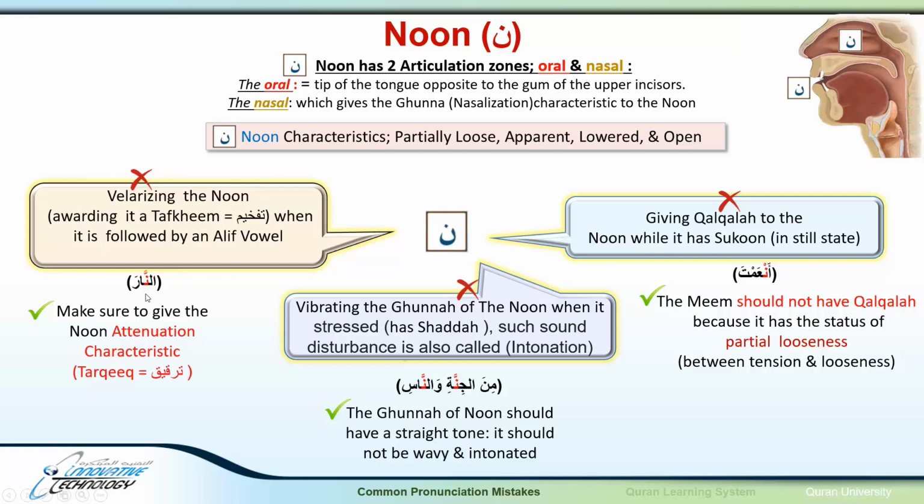An-nar, not an-nar. So the alif vowel that came after the noon should not give it a tafkhim. Some people, because the alif could be velarized, tend to also velarize the noon before, and this is not right. As we said, the right way is to say an-nar, not an-nar. So make sure you give the noon the attenuation characteristic, the tarqiq characteristic that it should have.